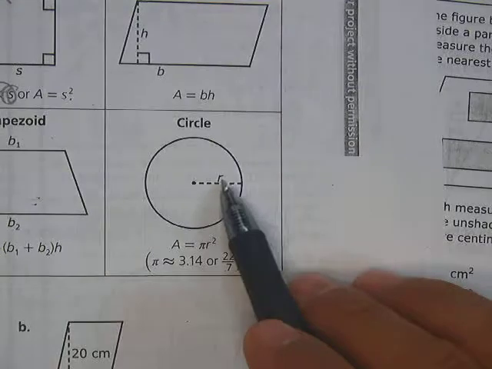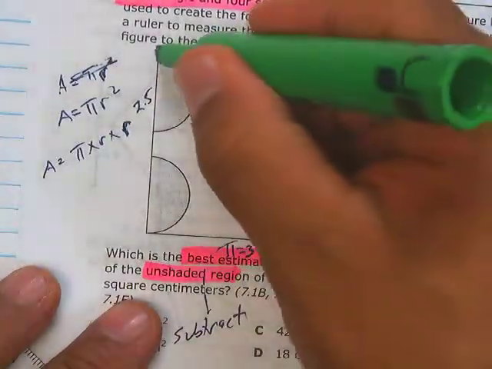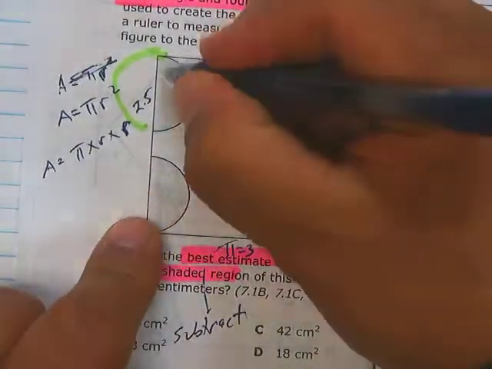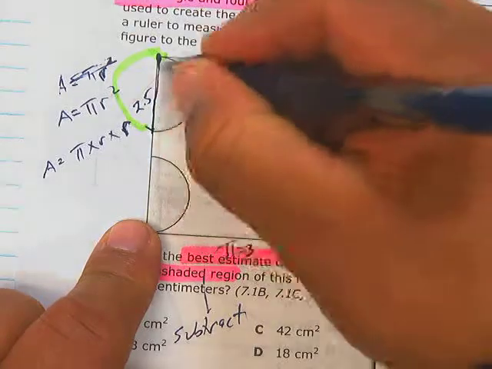Area equals pi times radius squared. And so we know what the radius is. The radius is like this. This is the radius. That is from the center point to the outside.